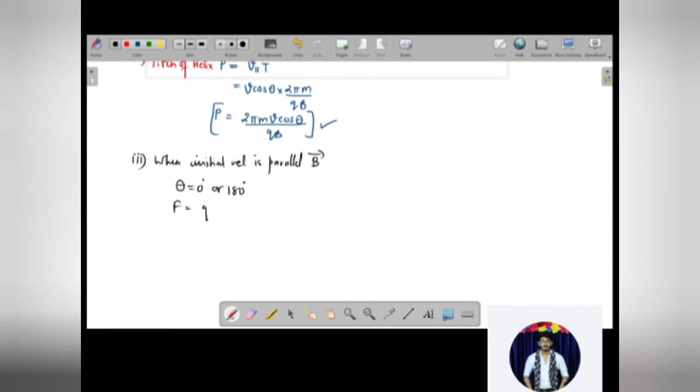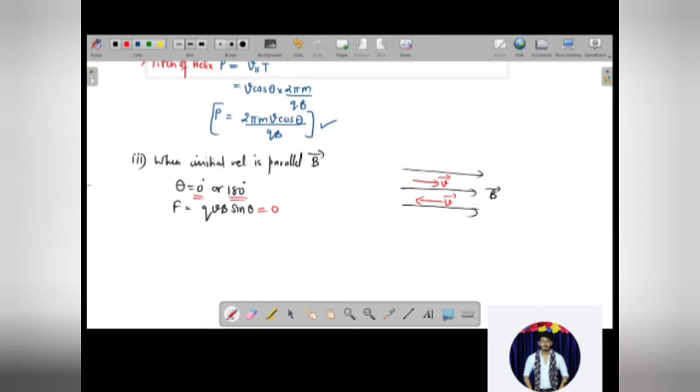Force acting is equal to qvB sine of theta. That means supposing your magnetic field is going like this, and the charged particle enters like this with velocity v, or it enters like this, opposite to the magnetic field. So in that case the angle will be 0 degrees or 180 degrees. So force is going to be equal to 0. Thus the charged particle will continue to move along the line of force. It will go on like that without any deflection. It will continue to move in the same direction, undeflected.